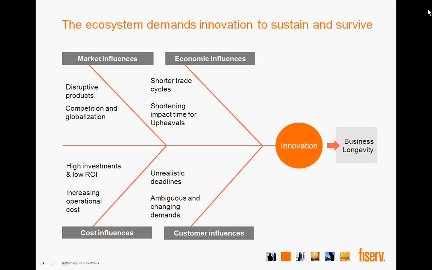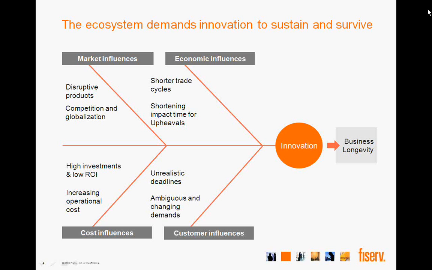Similarly, any destructive innovation that happens in any part of the world immediately has an influence on similar products and services anywhere else in the world. So that is the way the world is flat now. So, the shortening impact time for upheavals.